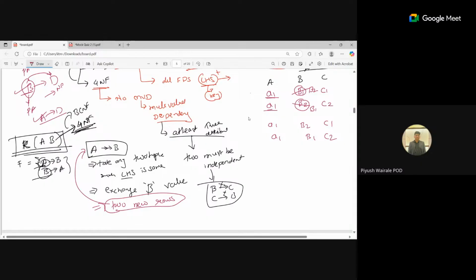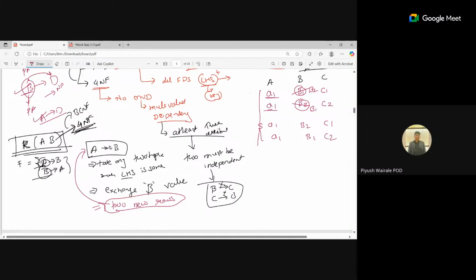If I apply this here, I get two new rows: A1, B1, C1, A1, B2, C2, and these two new rows: A1, B2, C1, A1, B1, C2. Now, if I apply those four rules, alpha R1 of alpha beta minus alpha equals R3 of beta minus alpha, then all rules will get satisfied here.